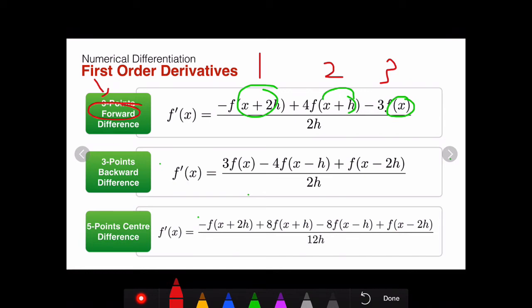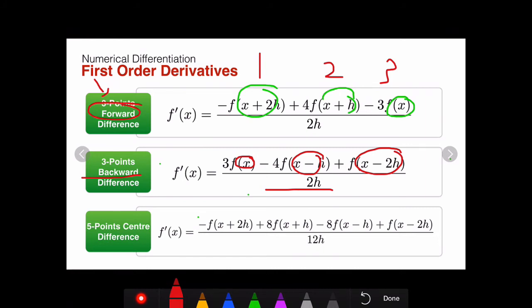The same thing for the second formula over here. It is a 3 point, yes. We have the function values at x minus h and x minus 2h. So this is something like we're going back from x to minus h, then minus 2h. We start back, so that's why we call it the backward difference.